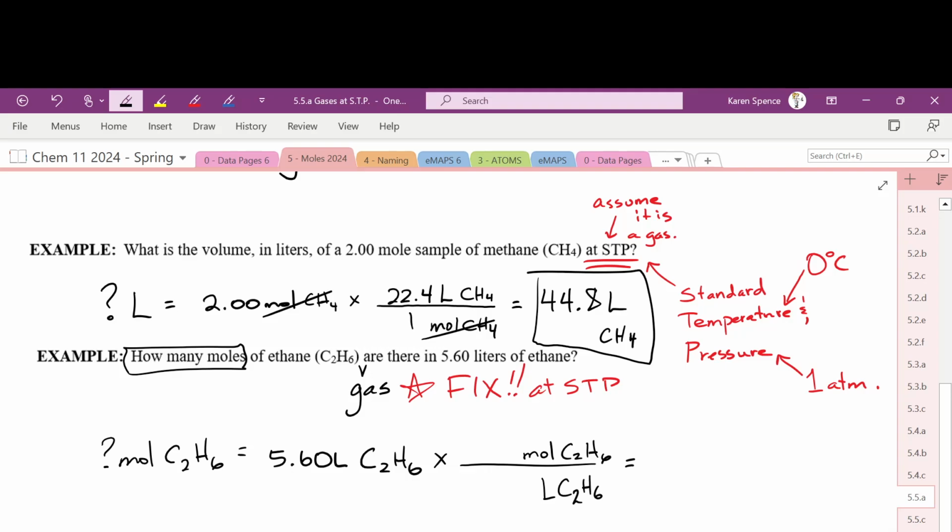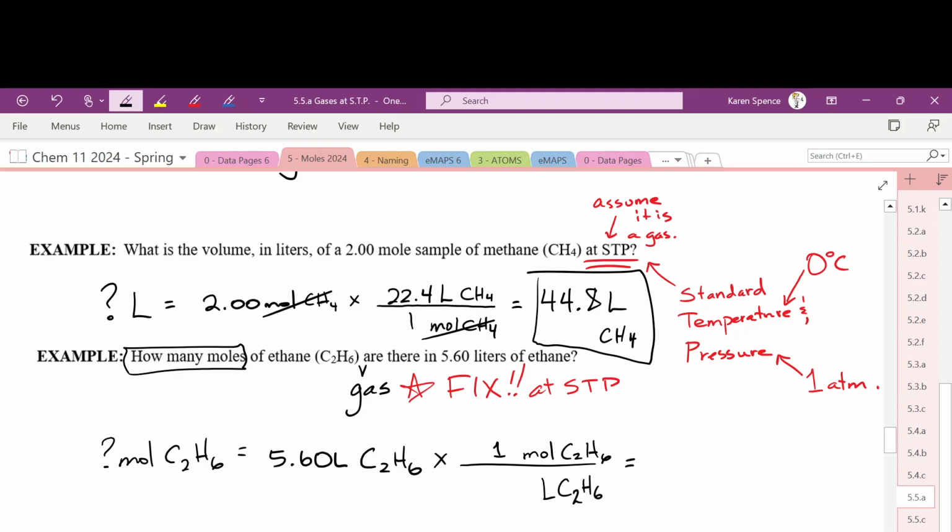The one goes with the mole, unless it is molarity. Join me. One goes with the mole, unless it is molarity.